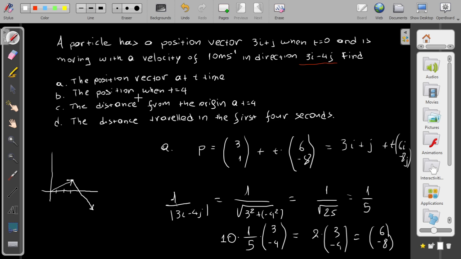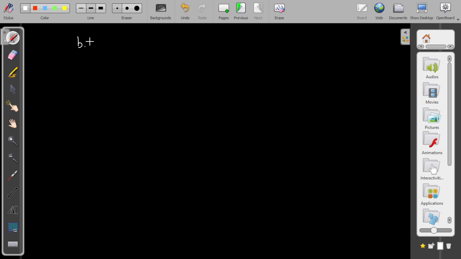Now the next question, find the position when t is 4. B, when t is 4. So my particle has a position vector, direction vector, basically has a formula which is 3i plus j plus t times 6i minus 8j.